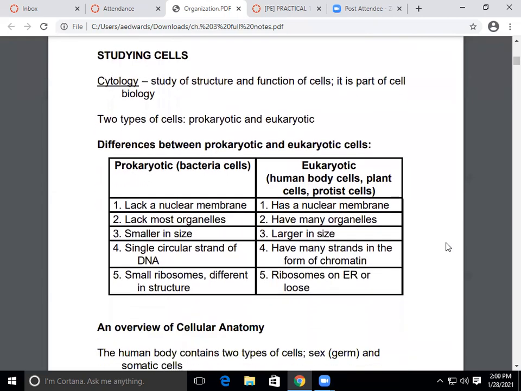Studying cells involves cytology, which is the study of the structure and function of cells. Remember, ology is study of, cyto means cell. It's part of cell biology. Now, there are 2 different kinds of cells: prokaryotic cells and eukaryotic cells.